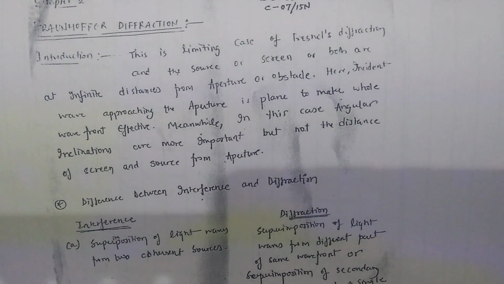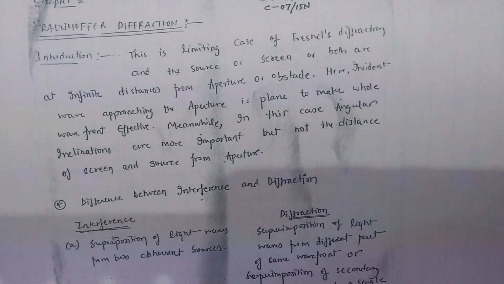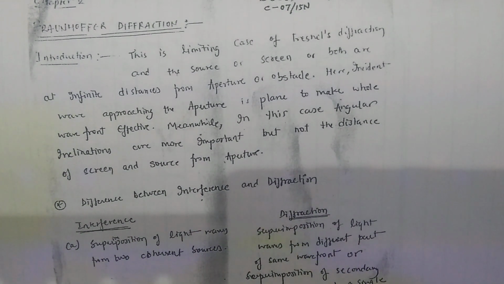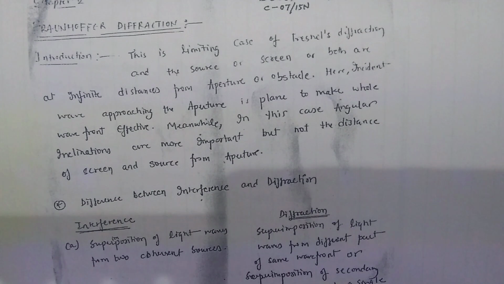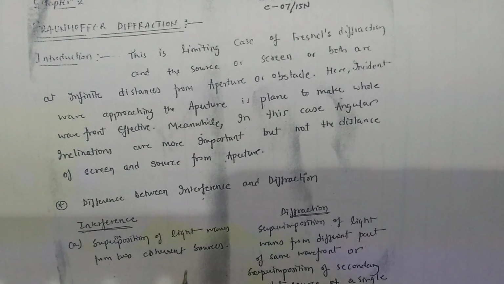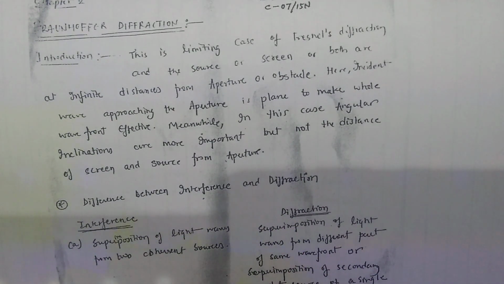Now you will be wondering, if these are at infinite distance, then how are the lights going to superimpose? For this we will use a convex lens to make the light converge at a certain point. The diffracted light will converge at a certain point. So in Fraunhofer diffraction, let's first discuss the Fraunhofer diffraction due to a single slit.